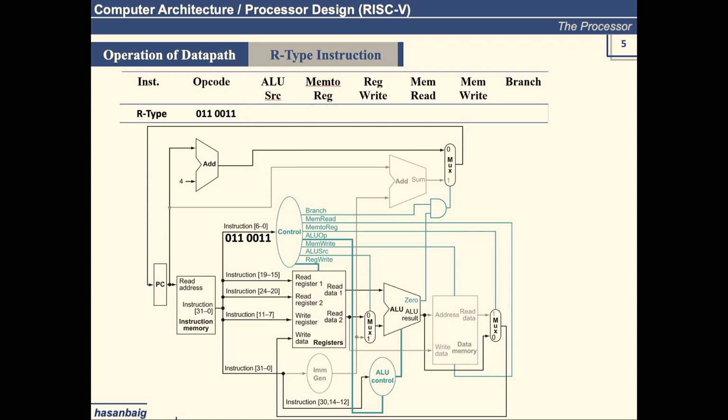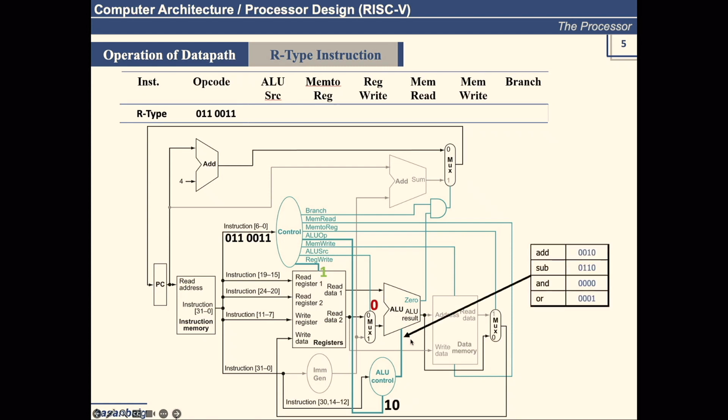Yep, it would be 1. Why? Because an R-type instruction always writes the data back to the register. Okay. What about the mux? Where is the second input of the ALU coming from? From the register or from the offset value? Yep, from the register. So the value should be 0. Okay, and then let's talk about the ALU operation signals.